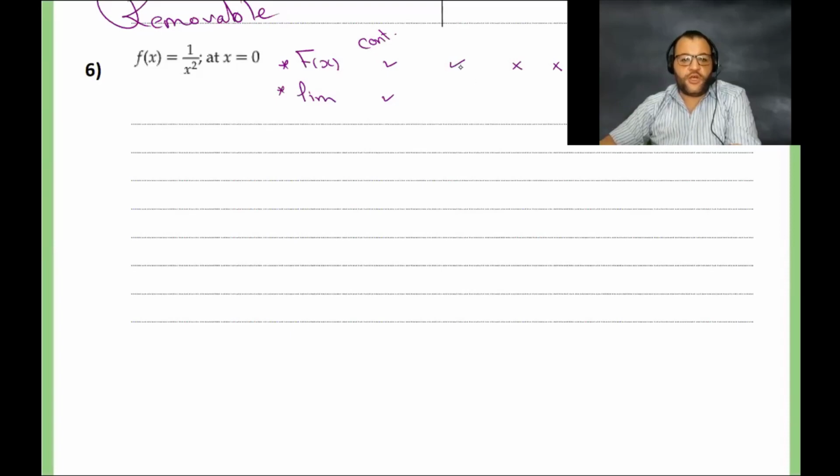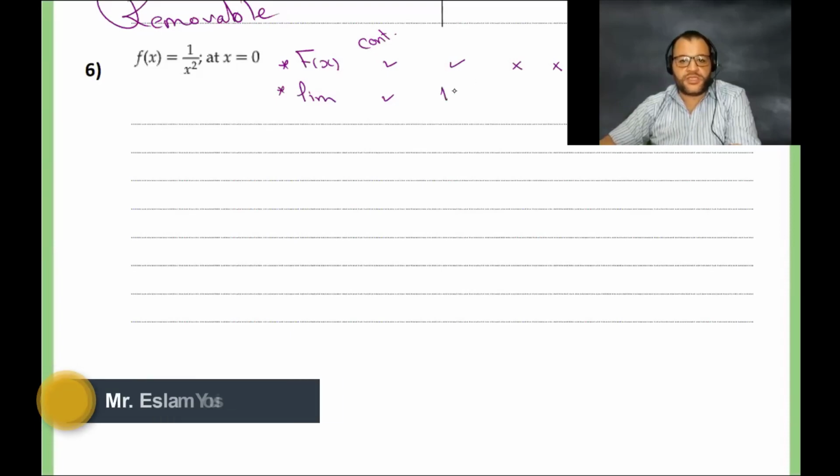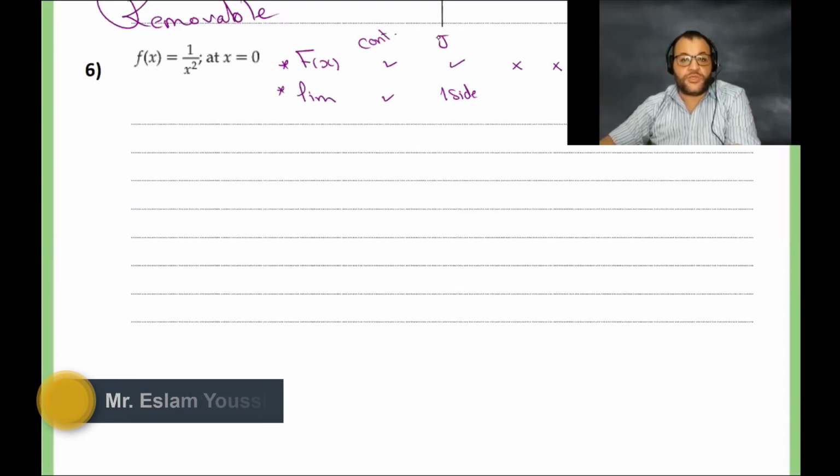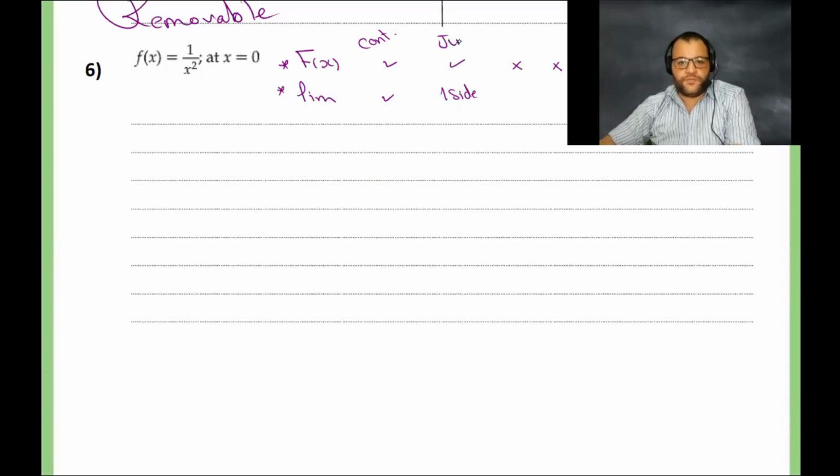But if there is a value of the function and a limit only from one side, it means this function is a jump. Discontinuity jump. For this function, the question, there is a value and it's infinity on both sides. So the function is infinity, right?